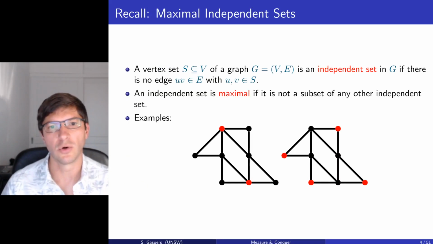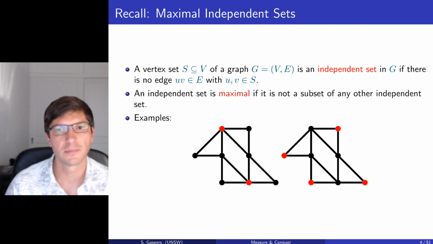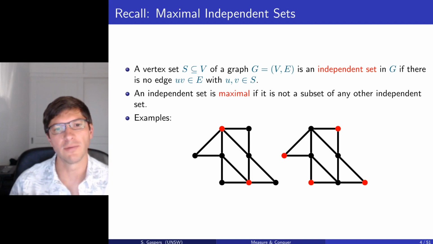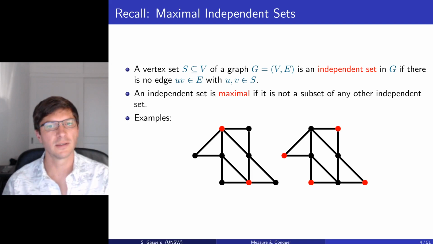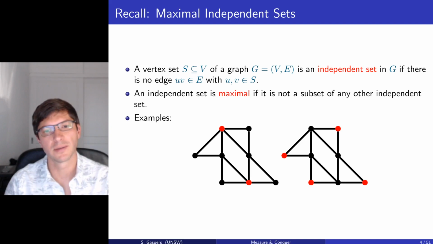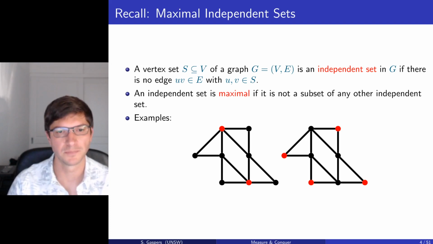First of all, let's recall what a maximal independent set is. Of course, a set of vertices is an independent set if there's no edge that connects any two vertices in the set. And such an independent set is maximal if it is not a subset of any other independent set. So if we have a set of vertices that is independent and we cannot add another vertex to this set so that we still have an independent set, then we say that this independent set is maximal.